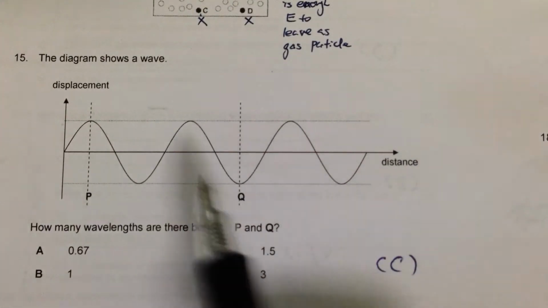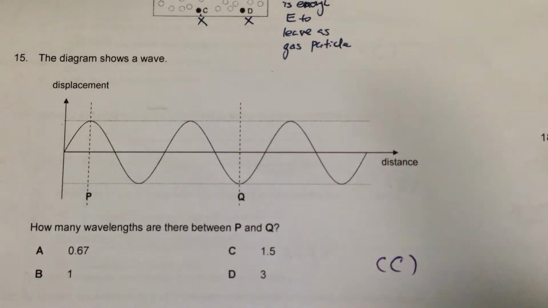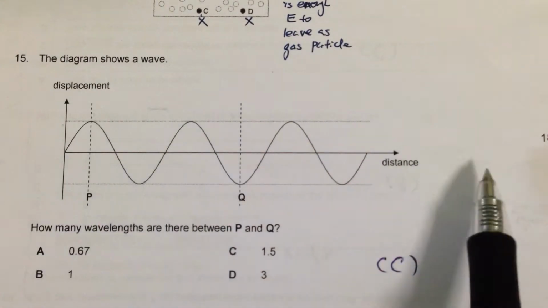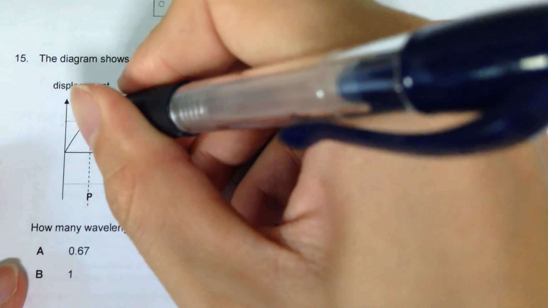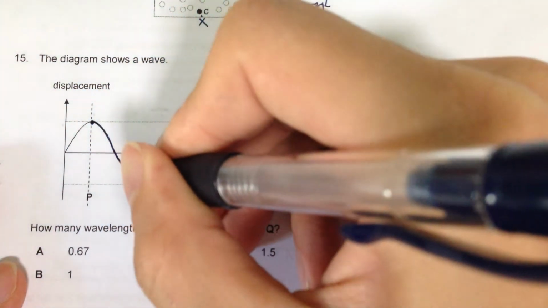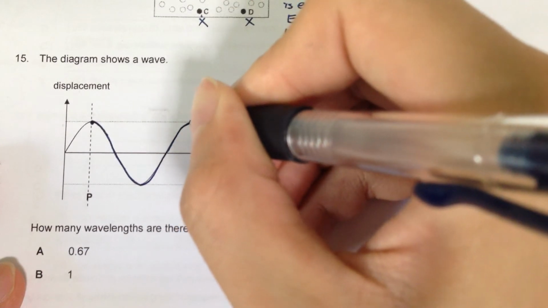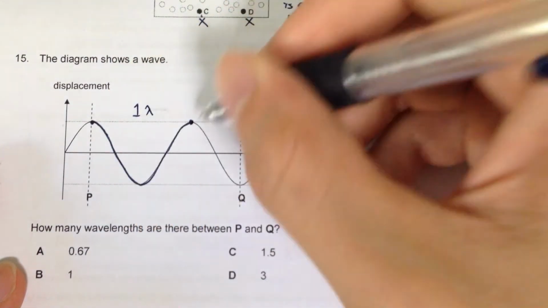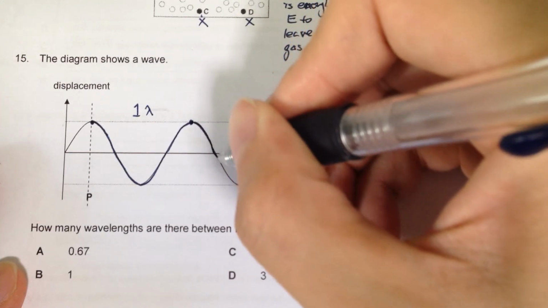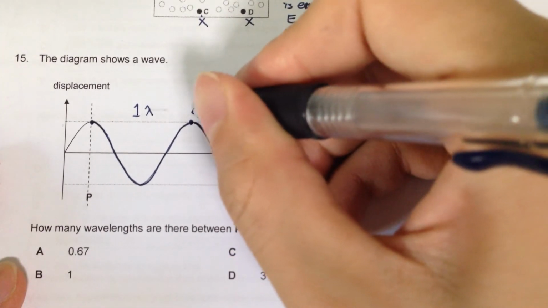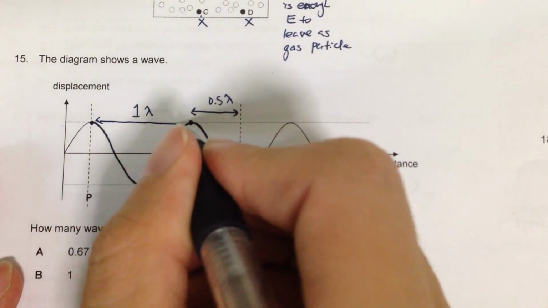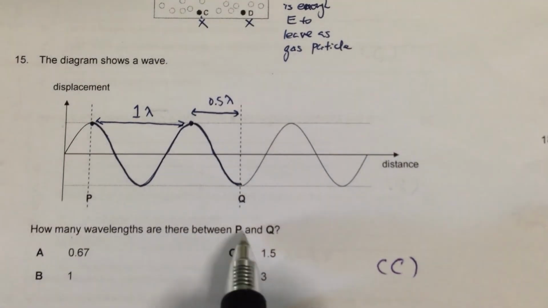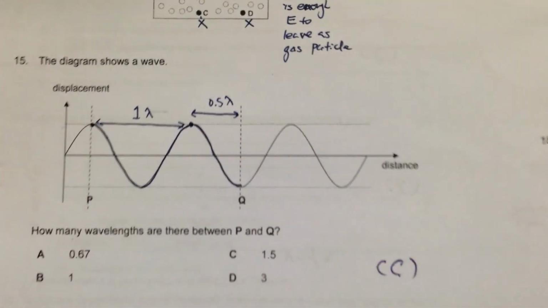Okay, question 15. Question 15 is about your wave. So when you look at a wave, look at the axis first. This is displacement, this is distance, meaning that one full wave will tell you the wavelength. Okay, so what is one full wavelength? Let's pick one wave. This is one wave. This is half a wave. Right, this is one wave. So how many wavelengths are between P and Q? 1.5 wavelengths. See. Okay.